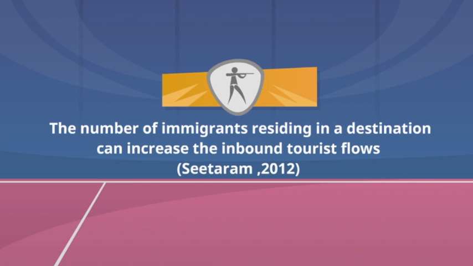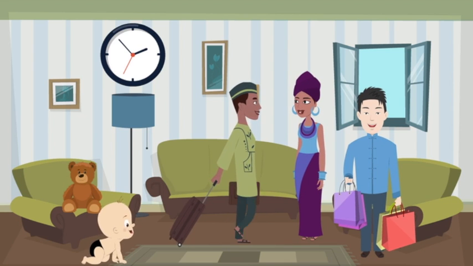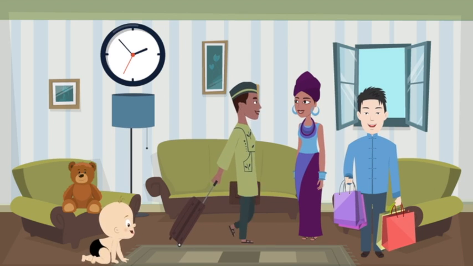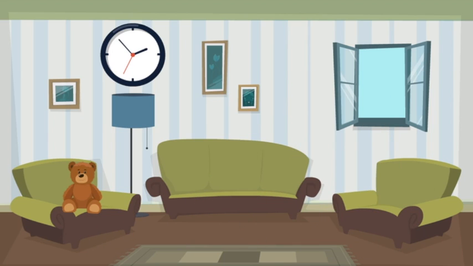There are downsides of the trend as well. Seatourism found that the number of immigrants residing in a destination can increase inbound tourist flows. Immigrants' family and friends are likely to travel to their countries of residence to visit them. Therefore, the larger the immigration population, the more people will be traveling for such purpose, causing the so-called immigration-led tourism.